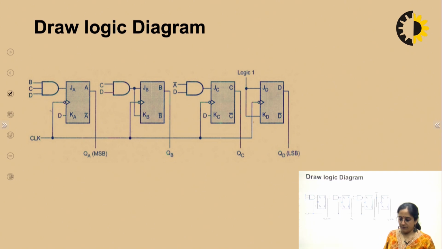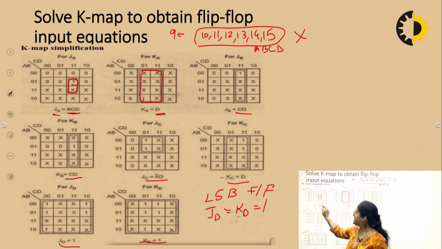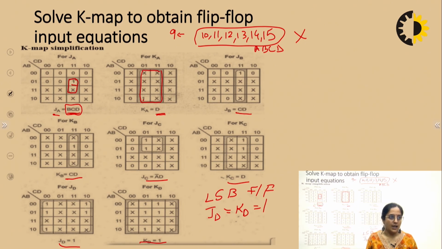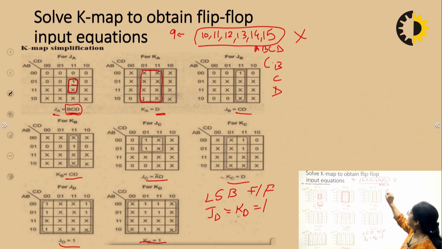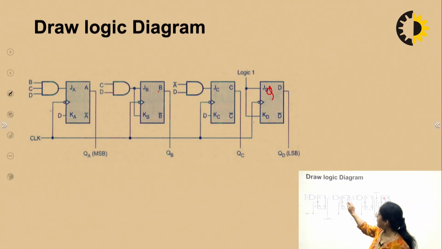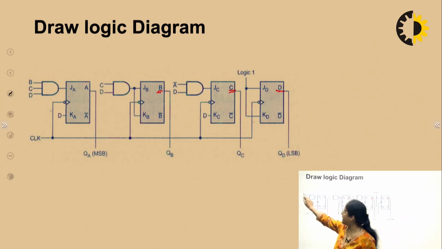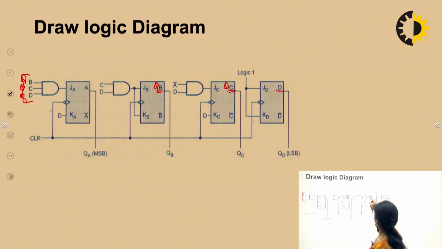So here we find that JA is BCD. So we need one AND gate which will AND this BCD. Here BCD are the outputs from the B flip-flop, C flip-flop and D flip-flop, or you can say QB, QC and QD. So the outputs of B, C and D are connected here. If you write QB here, then you have to write QB, QC, QD.